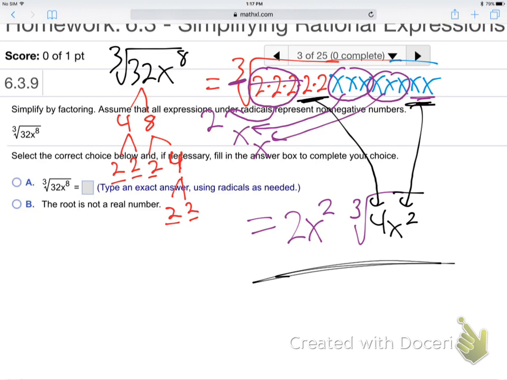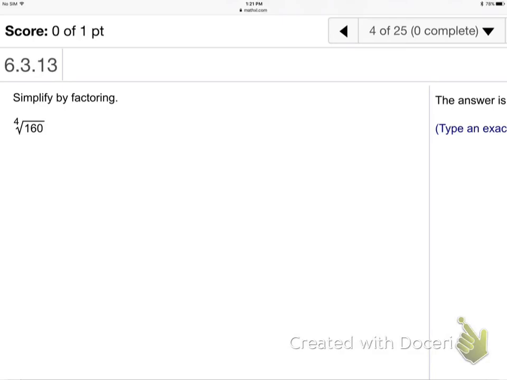Questions on that? That good? All right, try that one. 4th root of 160. So break down that 160. It's got a 0 on the end, so that's going to be 16 times 10, right? Is that one good way to go? 16 times 10, and then keep going from there.